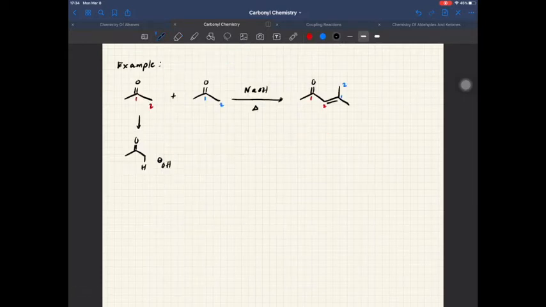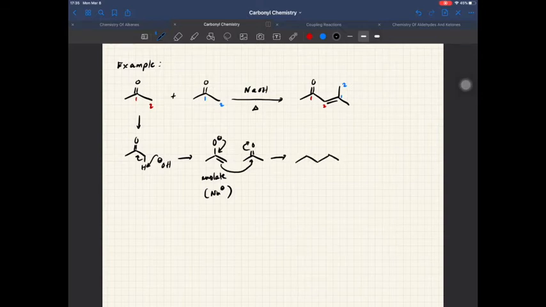Okay, so an example provided here is 2 moles of acetone in the presence of sodium hydroxide and heat. The product is an enone. What happens here is that the hydroxide will abstract this alpha hydrogen to form an enolate. This is our enolate nucleophile, and this enolate nucleophile will attack the other molecule of acetone to form an alkoxide intermediate, and water is formed here. This alkoxide will abstract the hydrogen from water to form an alpha hydroxy ketone.